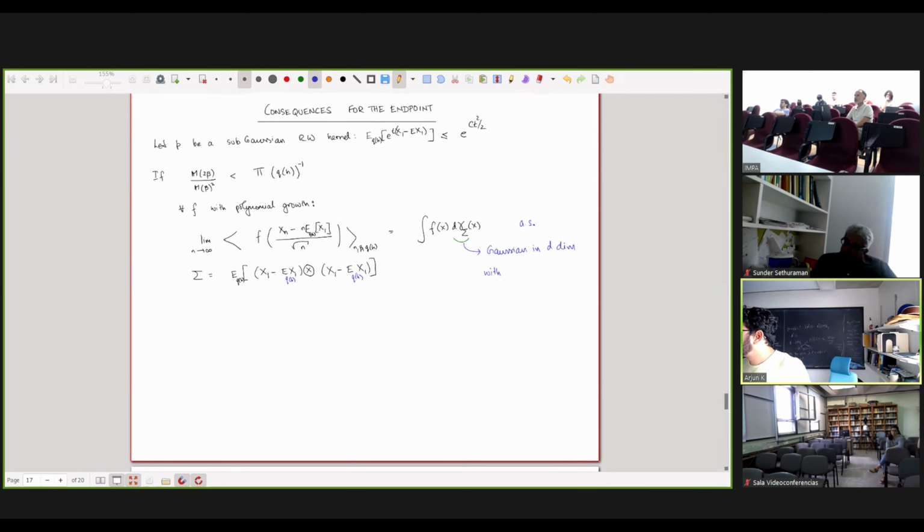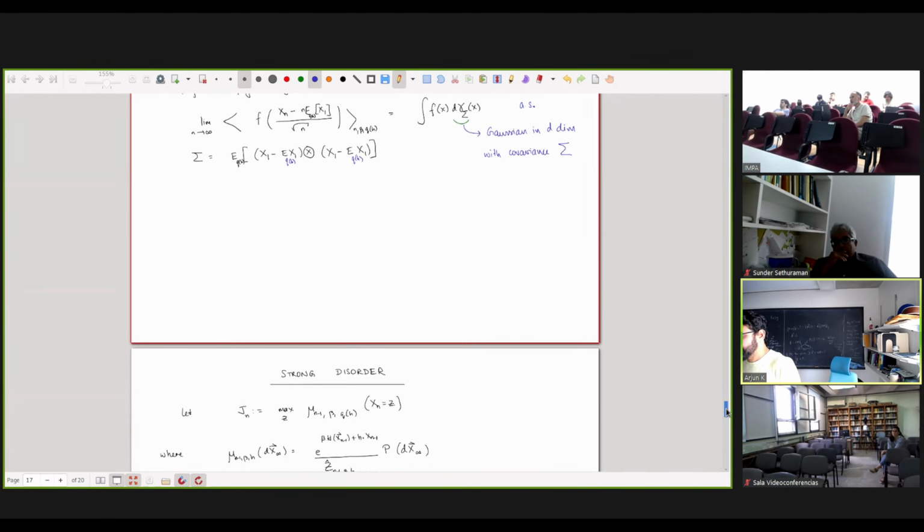with covariance matrix sigma. It involves some assumptions on P. We need to assume something pretty strong, that it's sub-Gaussian in some sense. But that's it. Then otherwise, the Bolthausen proof just goes through with a few extras.